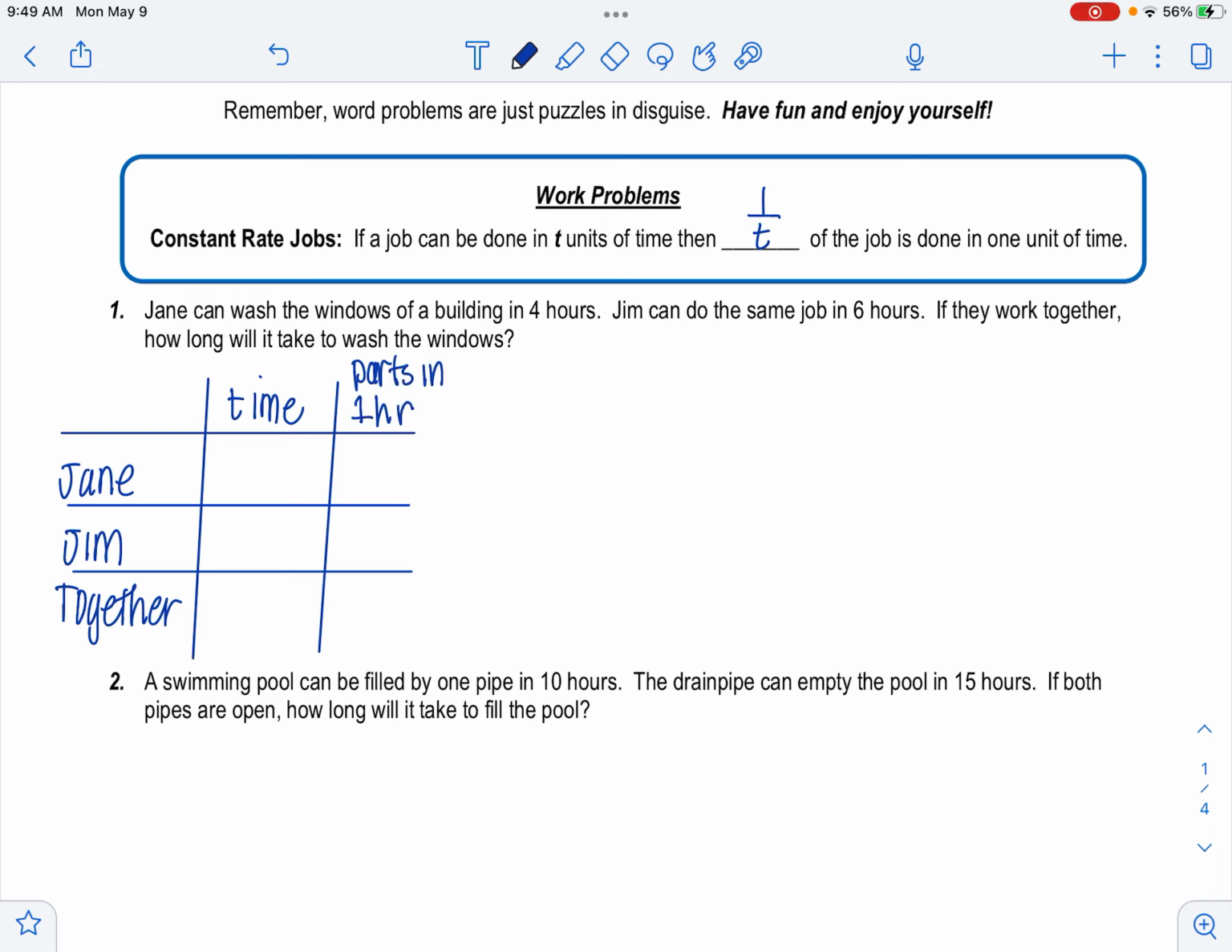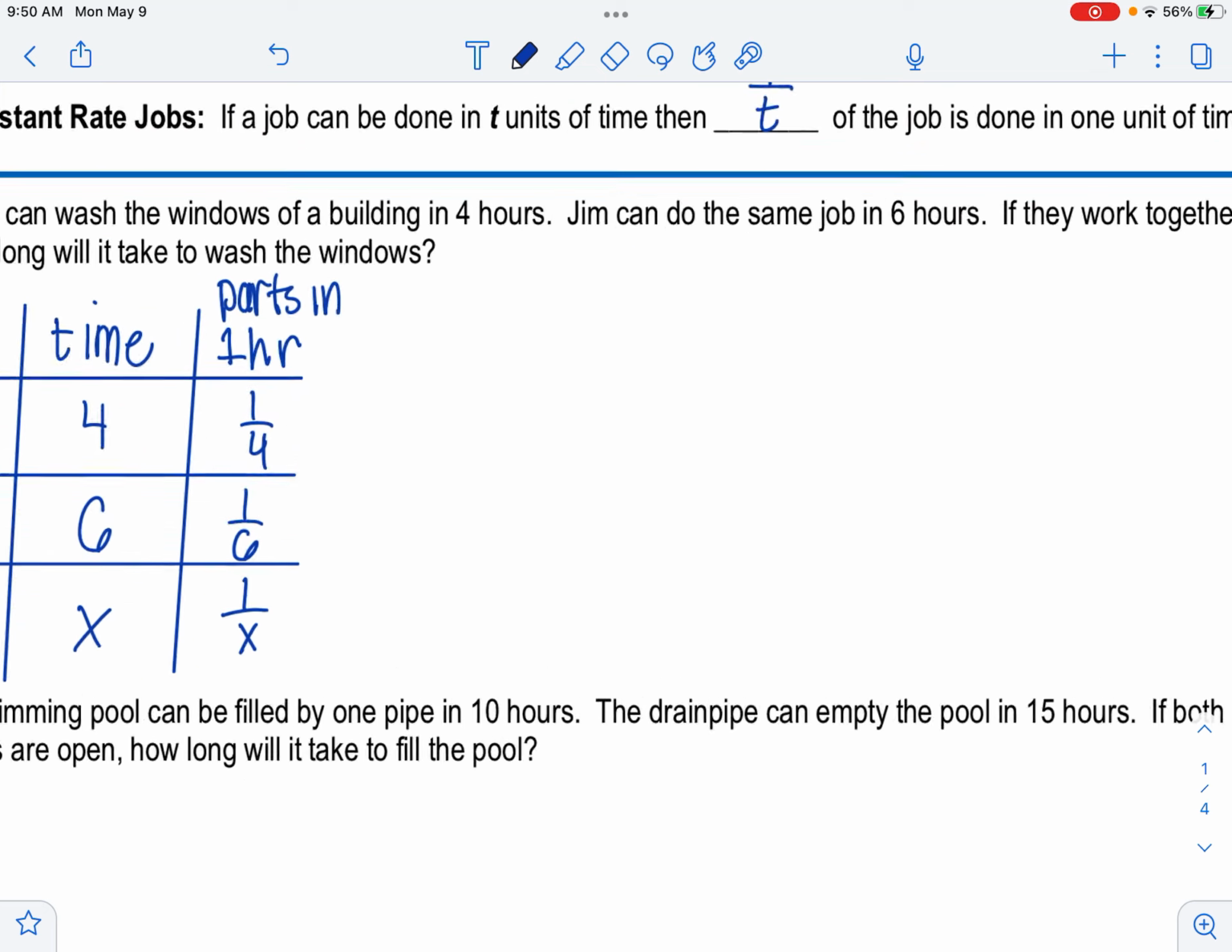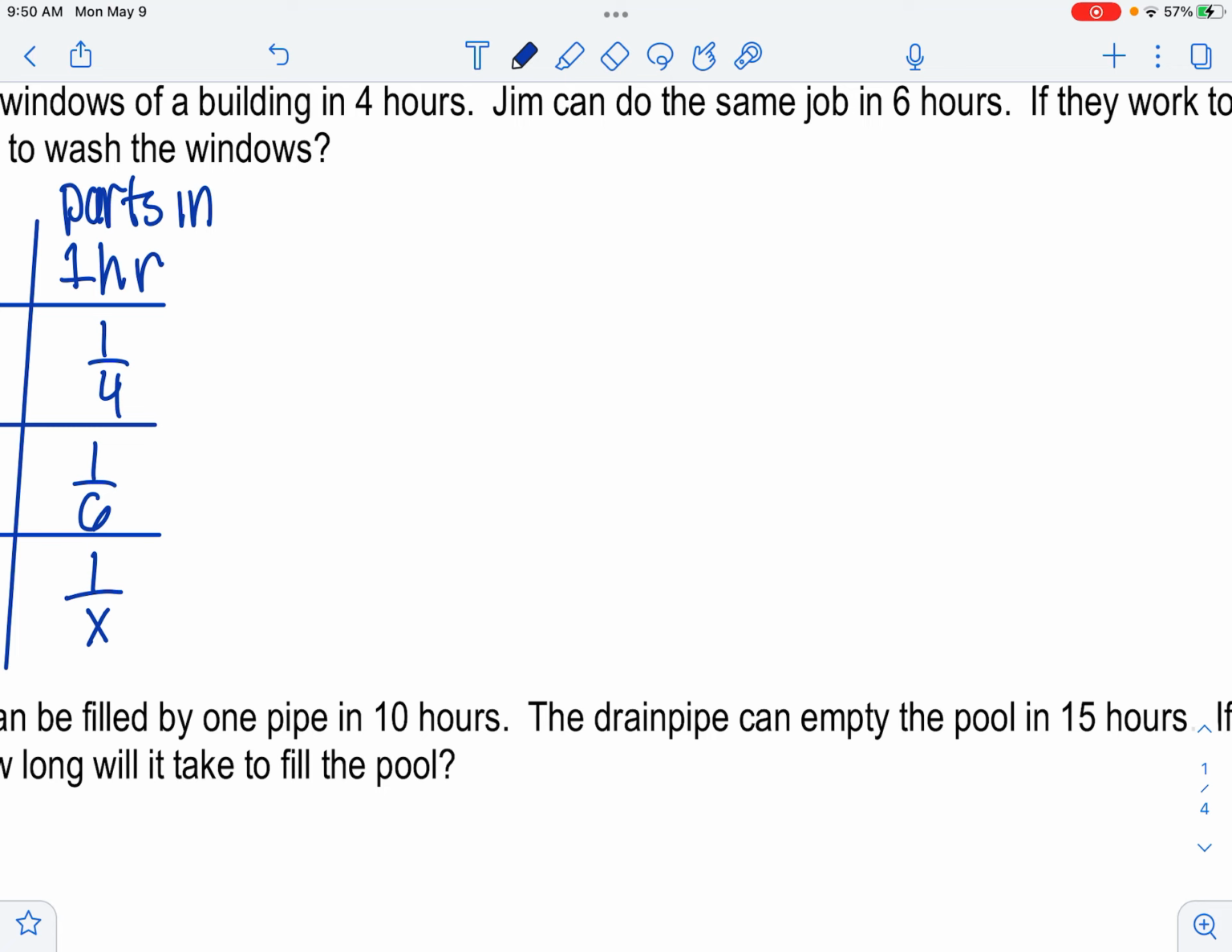Okay. All right, so we said from the word problem that Jane can wash the windows in 4 hours. That means that she can get 1/4 of the building washed in an hour. Jim takes 6 hours. That means he can get 1/6 of the building washed. Together, that is unknown. We do not know. So that is 1 over x. All right, so now we need to write an equation and solve it. Since this is all in the same unit, parts in an hour, we know that this 1/4 plus this 1/6 must add up to this 1 over x. And that's the equation that we can solve.